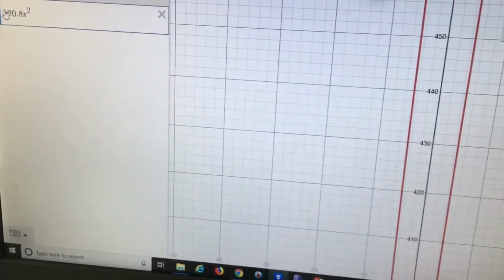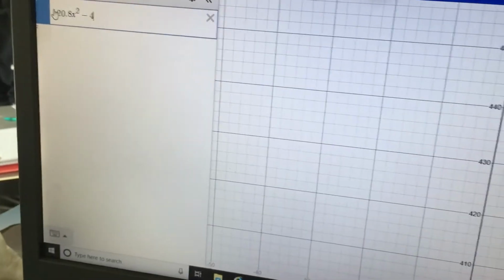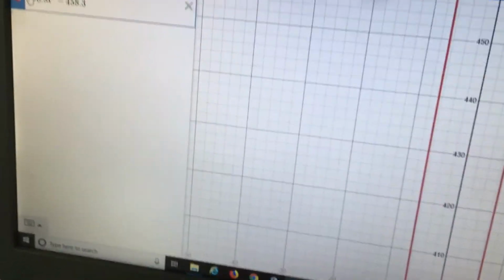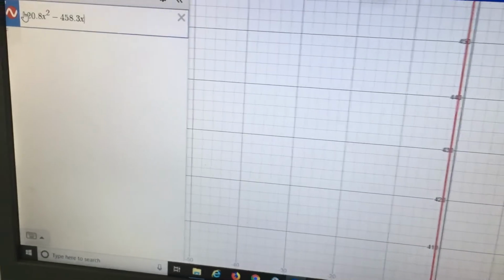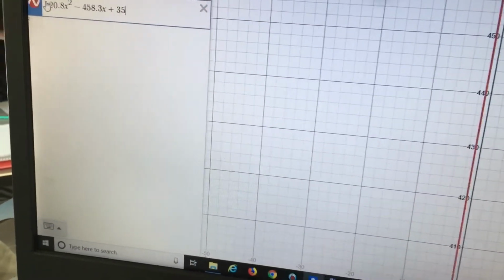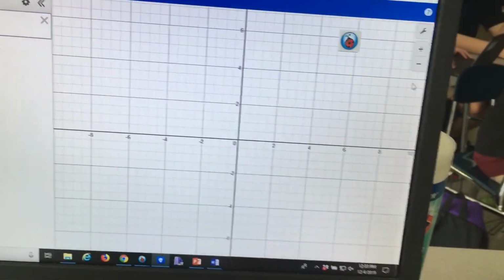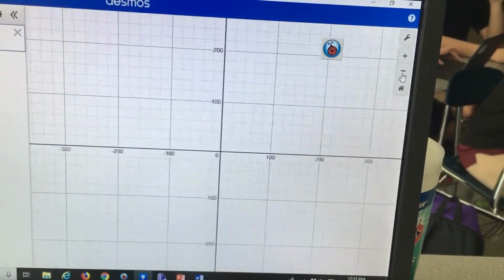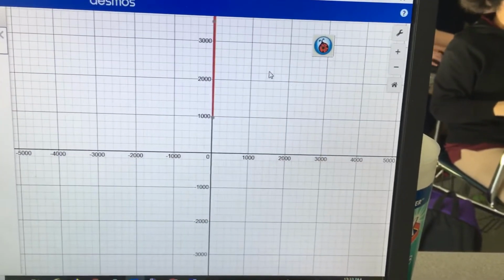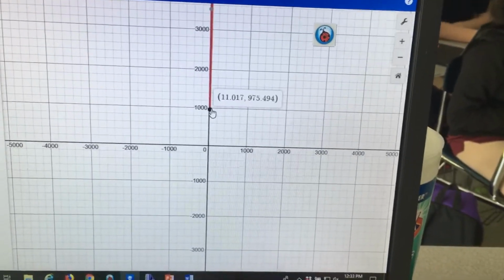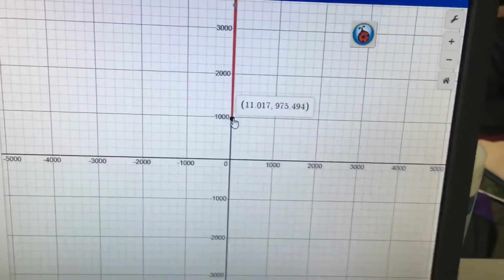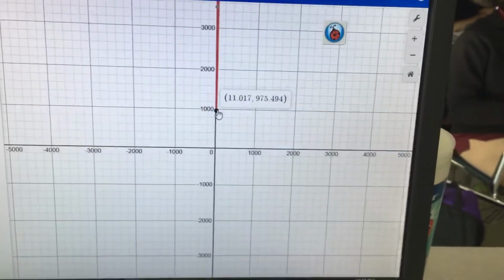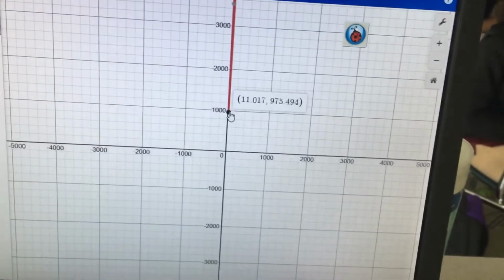20.8x squared minus 458.3x plus 3,500. If you hit the house button on Desmos, it takes you back to the main screen, and then I'm going to zoom out. Keep zooming out. If you click down here, that is the very bottom of the parabola. That is the least value that it has.